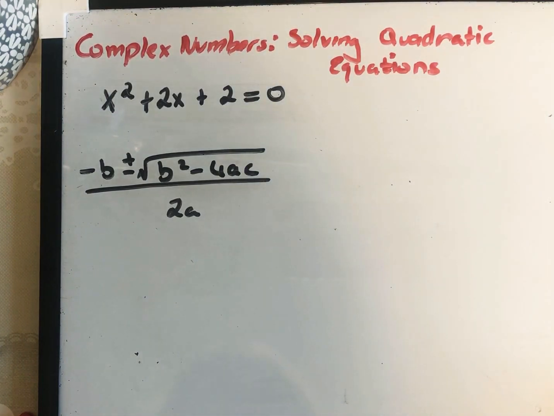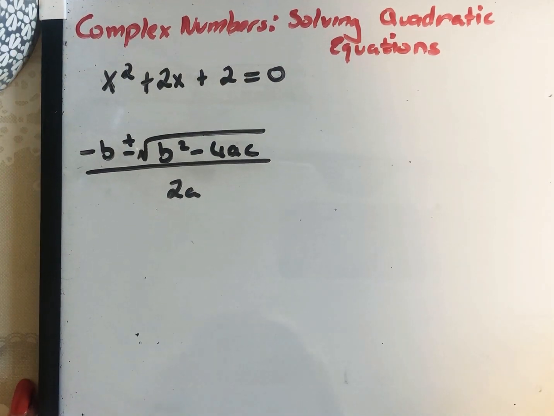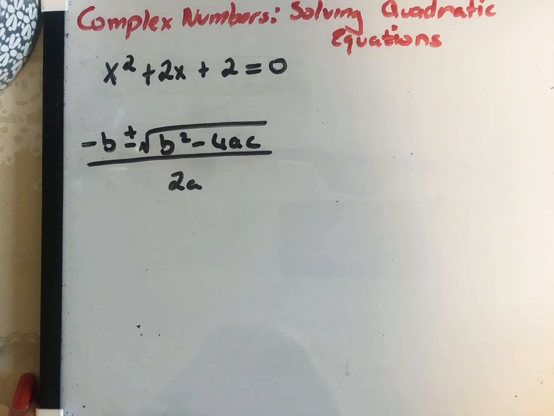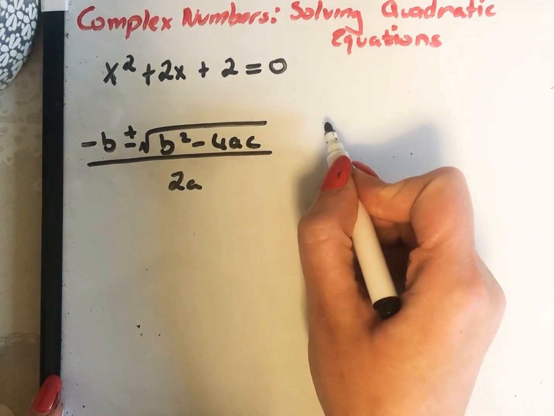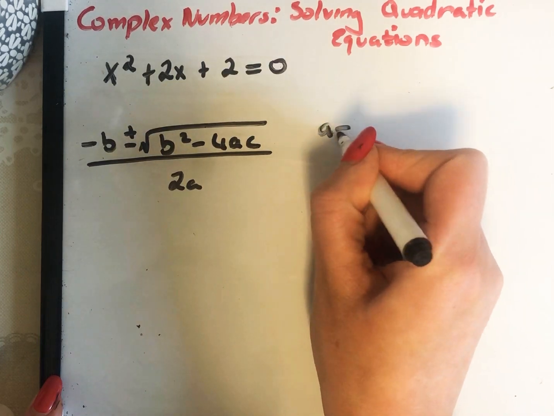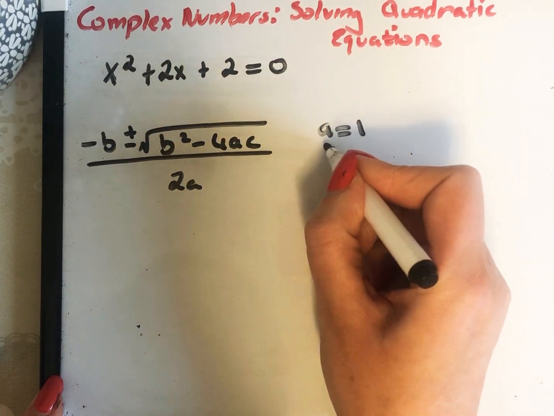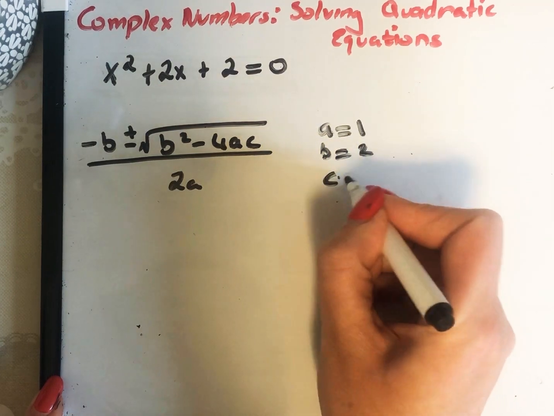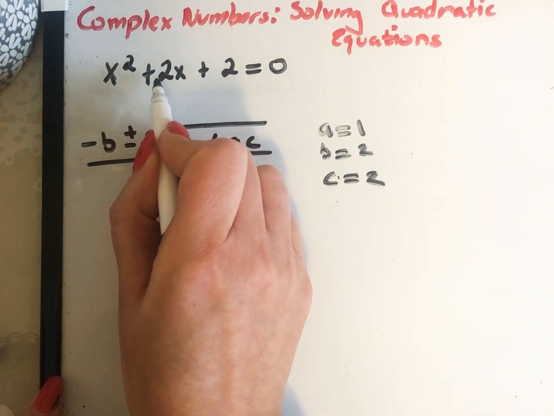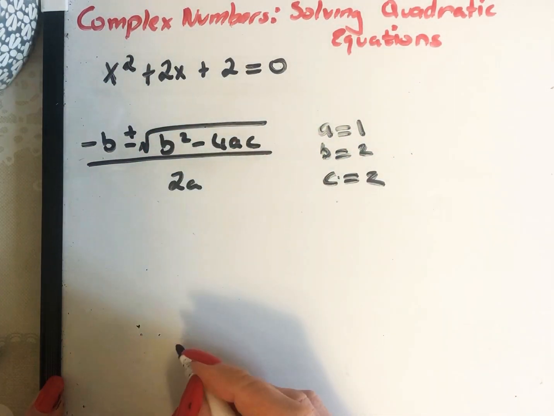Again, you don't need to know this off by heart, it is in the log tables, but you have used it several times, so I would nearly presume that a lot of students would have this formula off by heart. So A here is 1, B is 2, and C is also 2. So let's substitute this in.